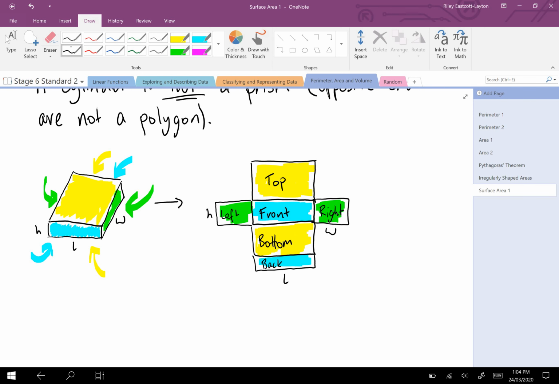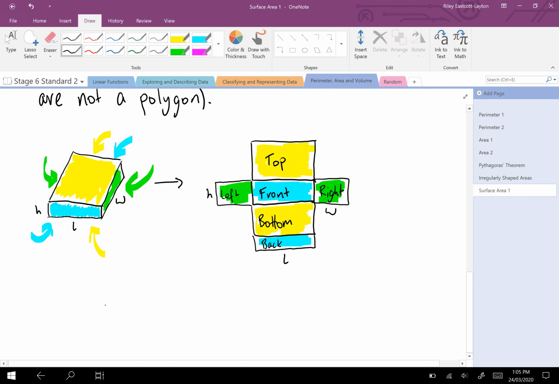And so what happens is, if we wanted to find the total surface area of this shape, which is a rectangular prism, we would find that it is 2 lots of the length times the width plus the length times the height plus the height times the width.